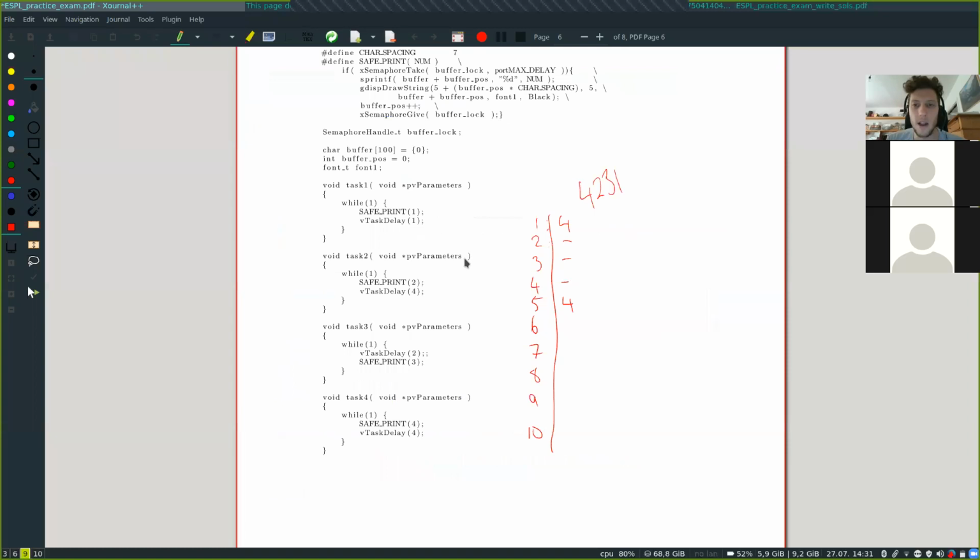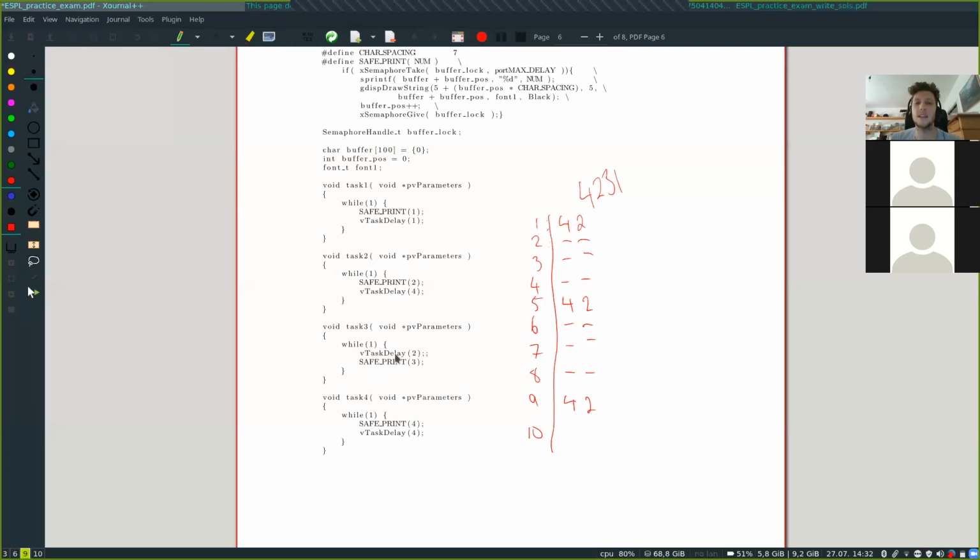Now, then we'll have the second one being called. So it will just print 2 and sleep for 4 again. So it's going to pretty much be the same as 4. So we'll get 1, 2, 1, 2, 3, 4, and we'll get 2 again, I believe. Then 3 will execute.